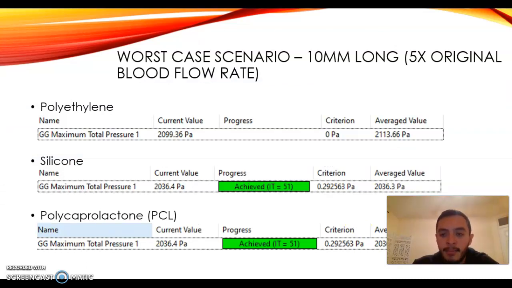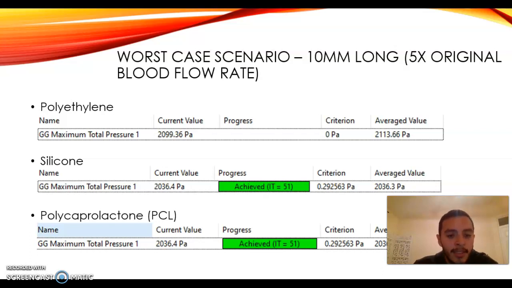We analyzed the 10 millimeter long blood vessel for all three materials, polyethylene, silicone, and polycaprolactone. To look at this worst case scenario, we multiplied the original blood flow rate by 5 times. We get a new flow rate of 0.925 kilograms per second. And in the SolidWorks Simulation Manager, we created total or maximum pressure goals for each of the vessels to determine the highest pressure that these vessels will experience with this worst case scenario blood flow rate.